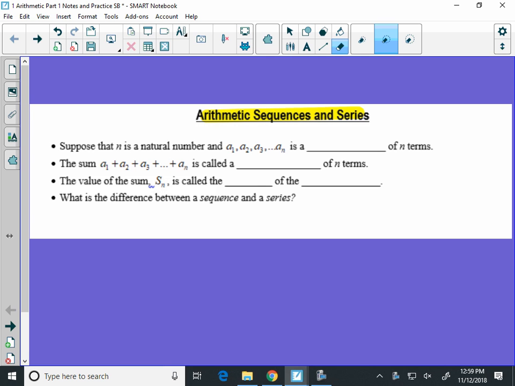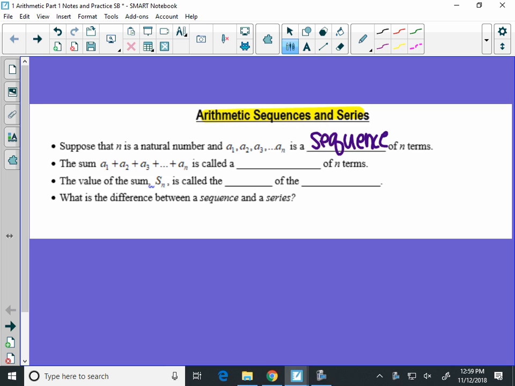There's a lot of S's in this unit. A lot of S words. So we have a list of numbers here: A sub 1, A sub 2, A sub 3. That A sub 1, A sub 2, A sub 3 just stands for a number. We'll see examples of this in a minute. But if I have a list of numbers, that is called a sequence.